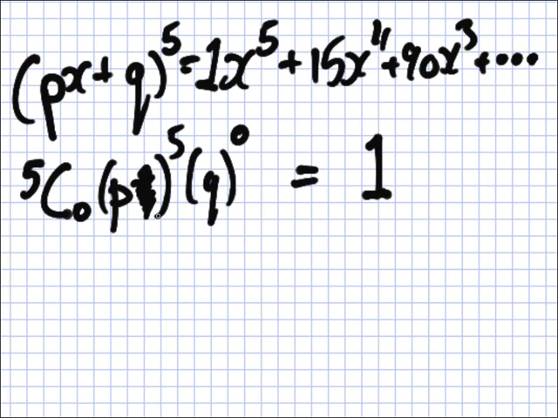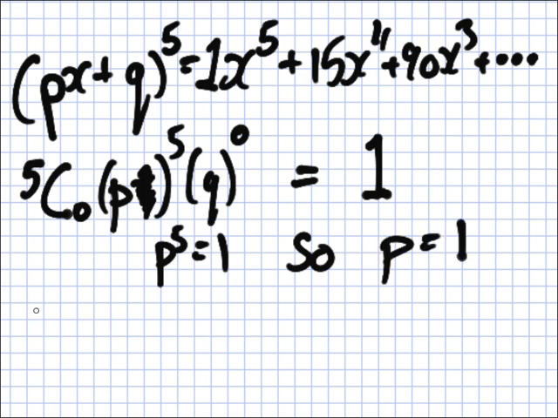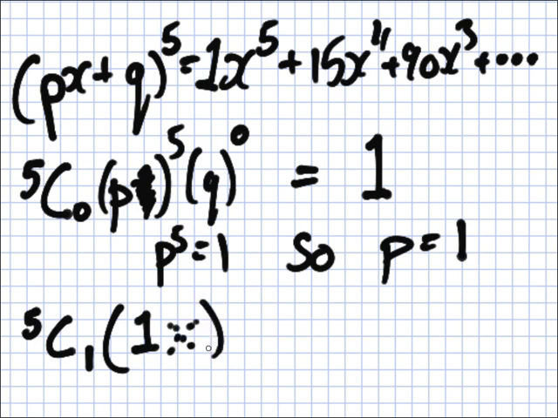Okay, so let me just write this one down. This will be P to the 5 equals 1, so P equals 1. Okay, let's look at the next term. 5C1. What's next? P, but we know P. What is this? 1. So that's 1x. I'll just put the x in. Power 4, Q.